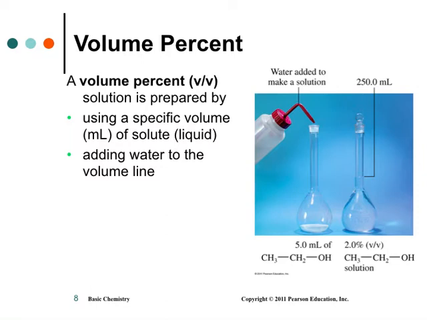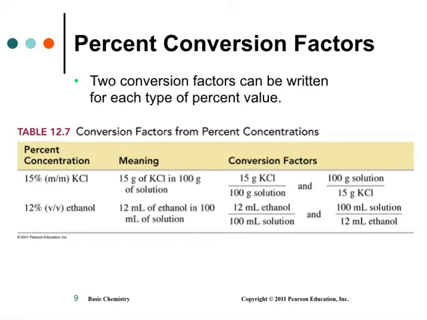Here you're going to add, this example looks like it's ethanol, so ethyl alcohol. You're putting 5 mL of ethyl alcohol in the bottom of the flask, and then filling it up with water up to a certain line so that you have exactly that much. That's the full solution that you'll have.